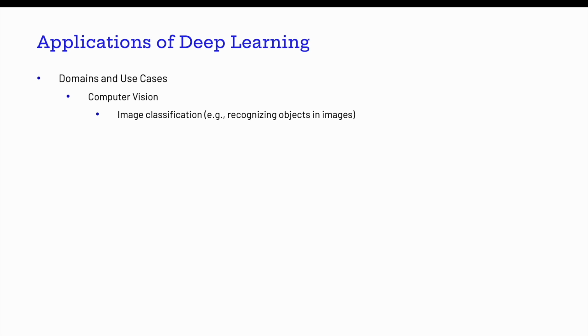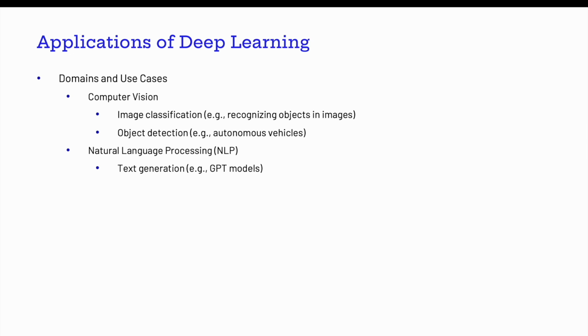Let's look at some of the applications of deep learning. We're going to look at different domains and their use cases. First, in the computer vision domain, we have image classification, which is recognizing objects in images. Next, we have object detection. An example can be autonomous vehicles. Next domain is natural language processing, or NLP. There, we have text generation, for example GPT models. You have used ChatGPT and others. We have sentiment analysis, which tells if a particular text is positive, negative, or neutral.